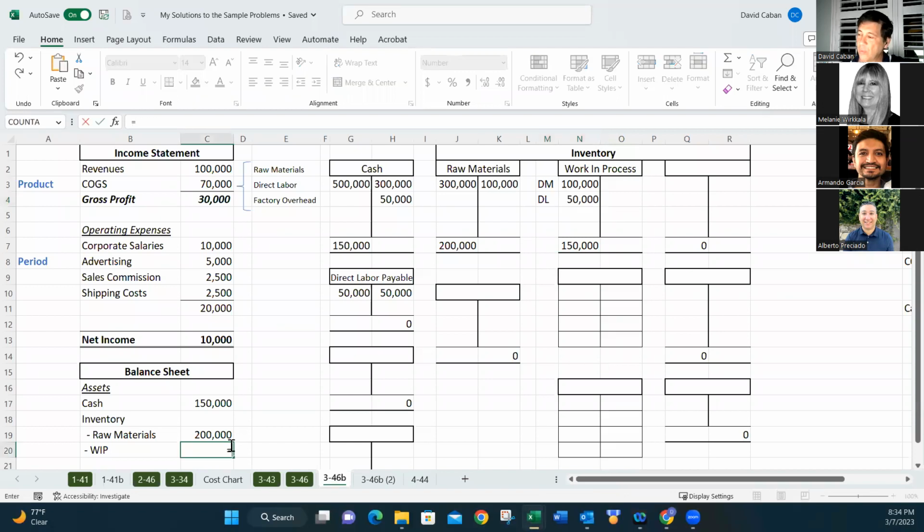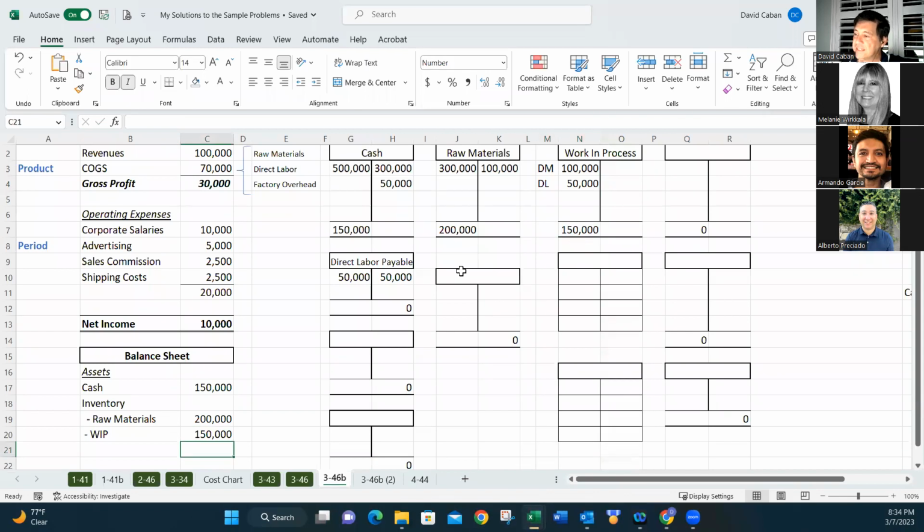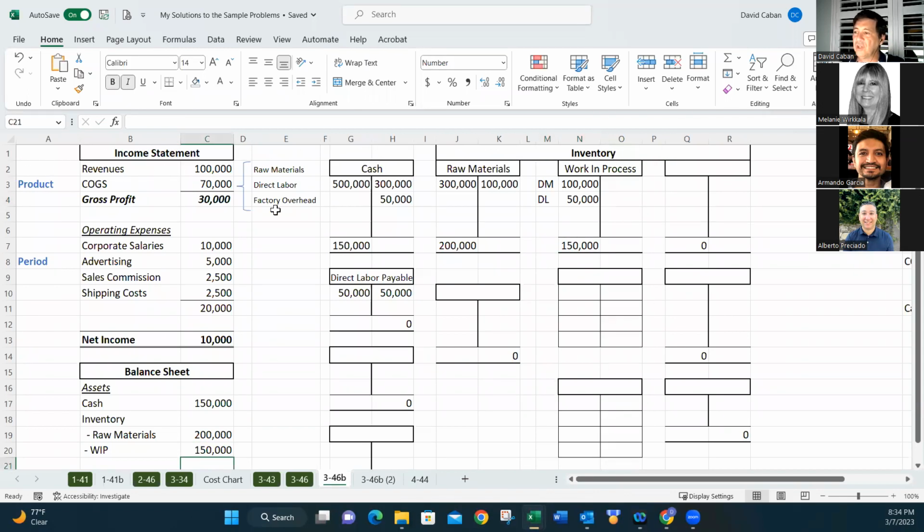Okay, so now my work in process is at 150. Same mentality with the factory overhead. Factory overhead could be both variable or fixed. An example of variable factory overhead would be utilities, right? So let's say factory utilities payable, okay? Let's make nice round numbers so that the math is easy to follow.